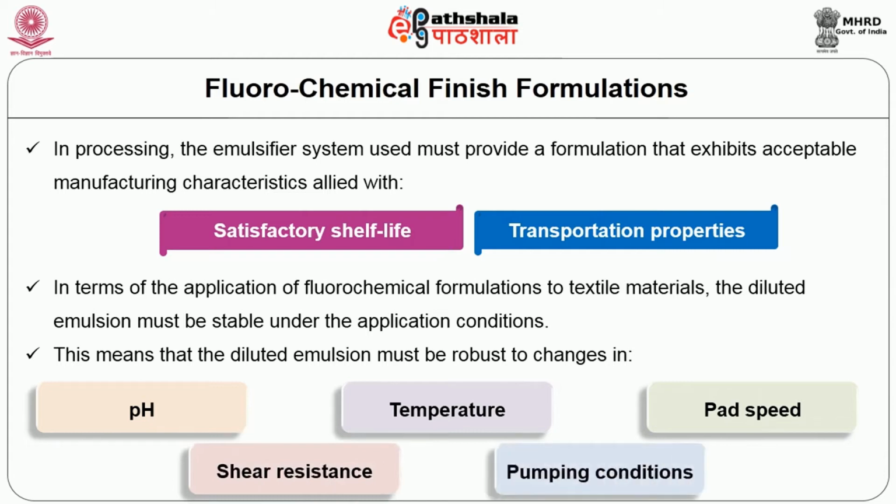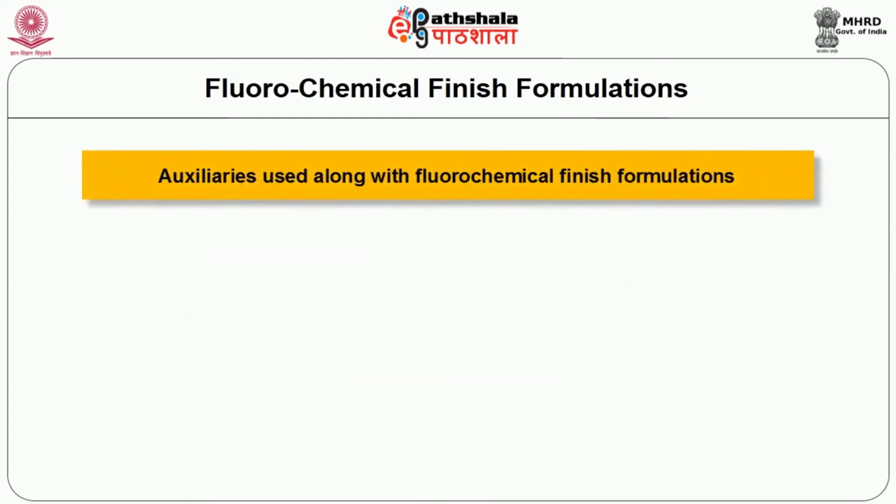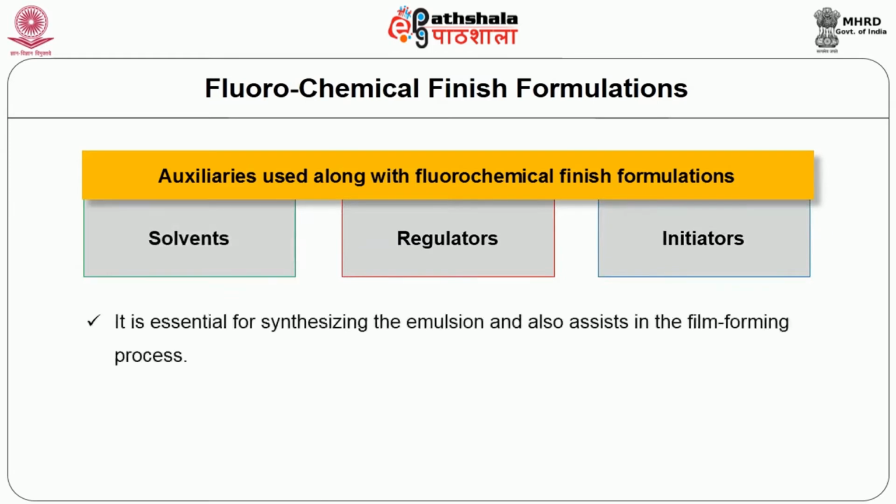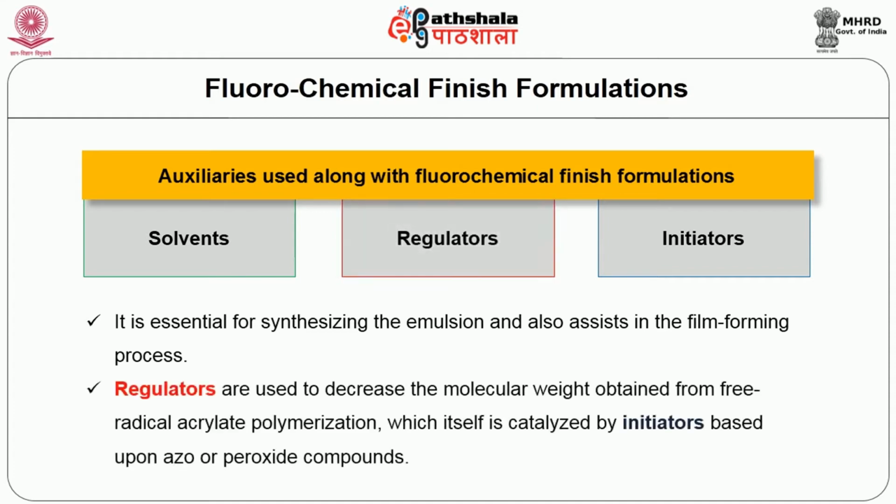This means that the diluted emulsion must be robust to changes in pH, temperature, pad speed, shear resistance and pumping conditions. Other auxiliaries used along with fluorochemical finish formulations include solvents, regulators and initiators. The solvent is essential for synthesizing the emulsion and also assists in the film forming process. Regulators are used to decrease the molecular weight obtained from free radical acrylate polymerization, which itself is catalyzed by initiators based upon azo or peroxide compounds.